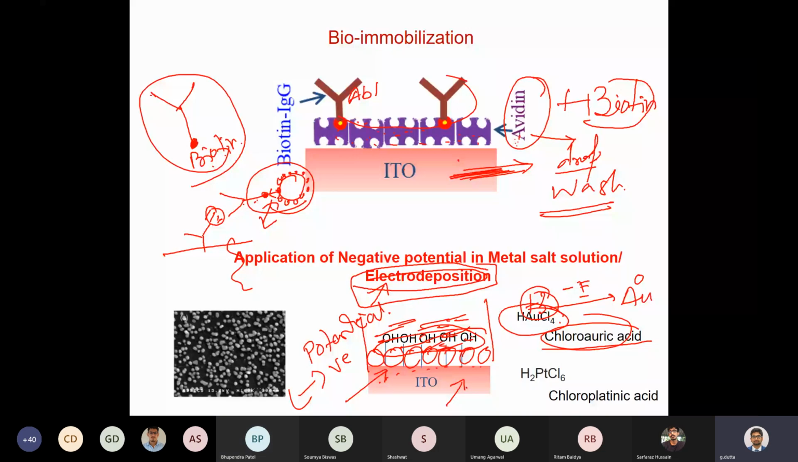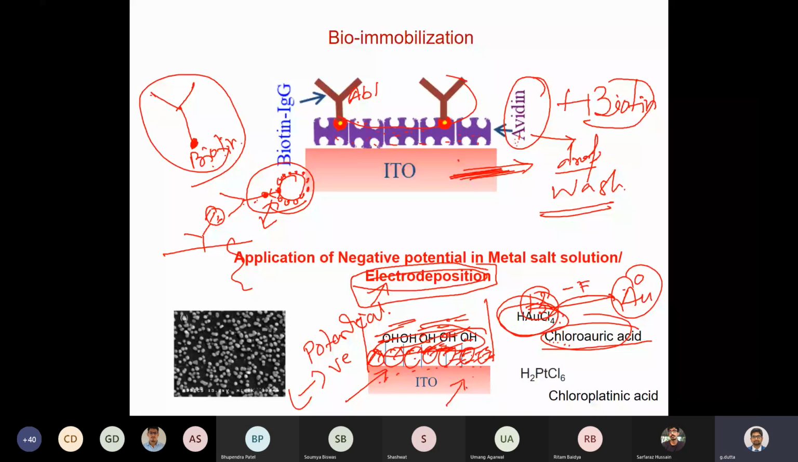So this is how we can deposit the gold. First chloroauric acid solution, then apply some negative potential. When you apply some negative potential, HAuCl4 becomes gold 0. Then gold nanoparticles can be formed on the surface. Then on the gold nanoparticle surface, you can immobilize the avidin. Then you can drop the biotinylated antibody, and the biotinylated antibody will be on the surface.